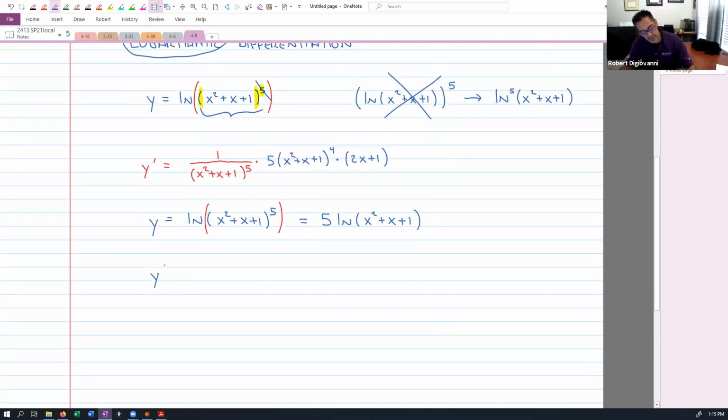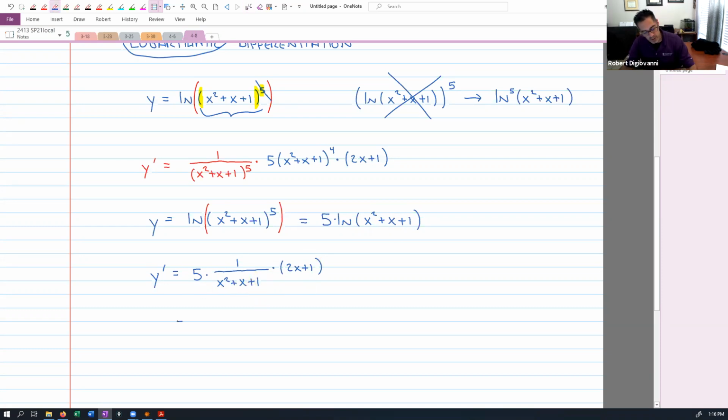If I take the derivative now, the 5 is in front of this and it's being multiplied. So we've already learned that when you have a constant in front of a function, when you take the derivative, the constant just comes along for the ride. So I can just bring the 5 with me and then say times the derivative of the natural log of that, which is going to be 1 over x squared plus x plus 1. That's the derivative of the natural log. And then you have to say times the derivative of what's inside, which is 2x plus 1. And this is our answer.